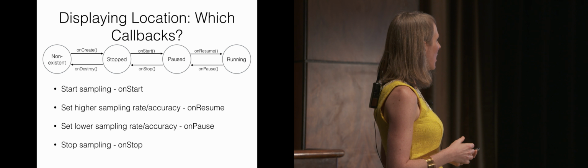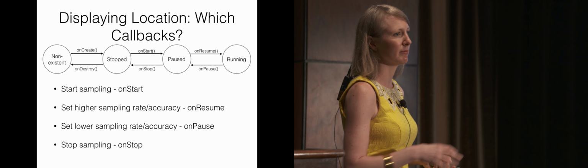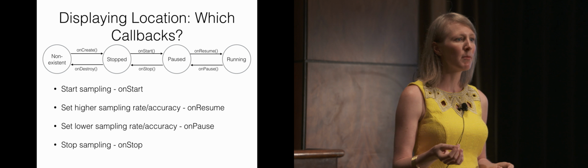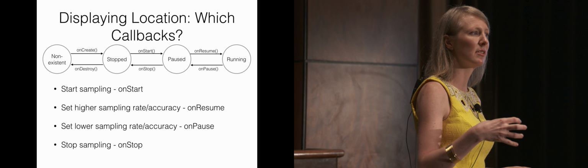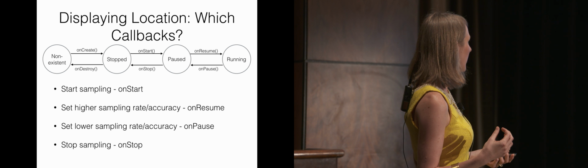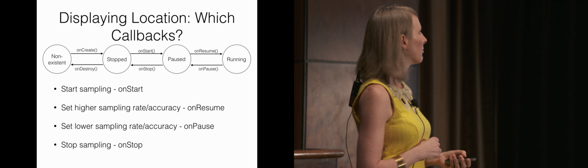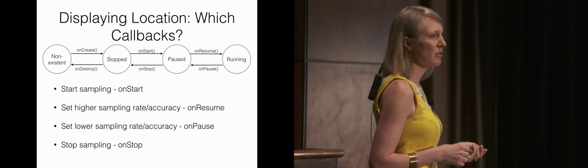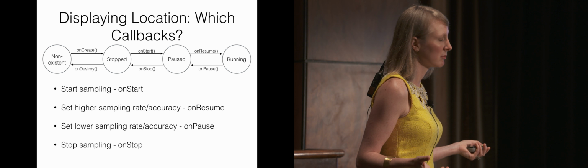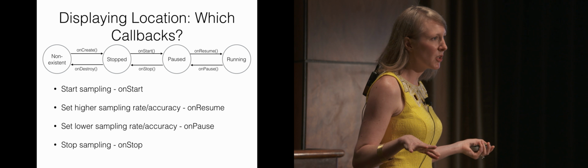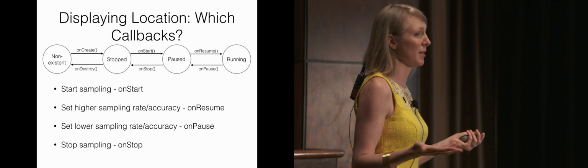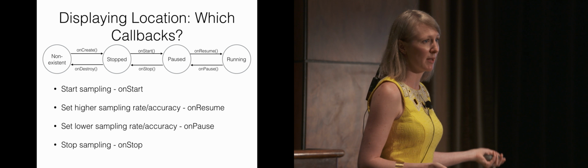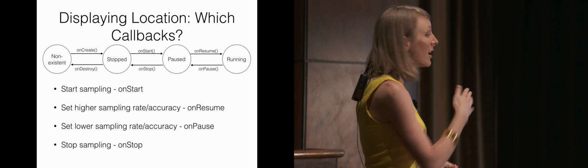So I might think about some things like this. I've got the lifecycle diagram here just as a point of reference. But I might want to do something like this. When my activity is started, right, I might want to start sampling. I have onCreate, but when I'm in the stopped state, can my user see my screen at all? No. So if they can't see my screen, I might not care about sampling for location data, so I'll start sampling on start, and then I will stop sampling, the very bottom bullet there, in onStop.